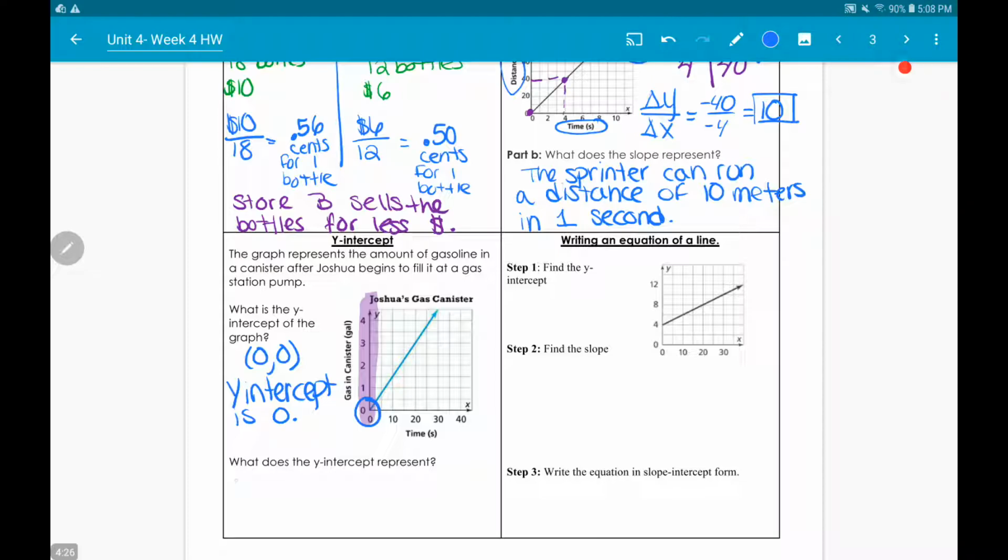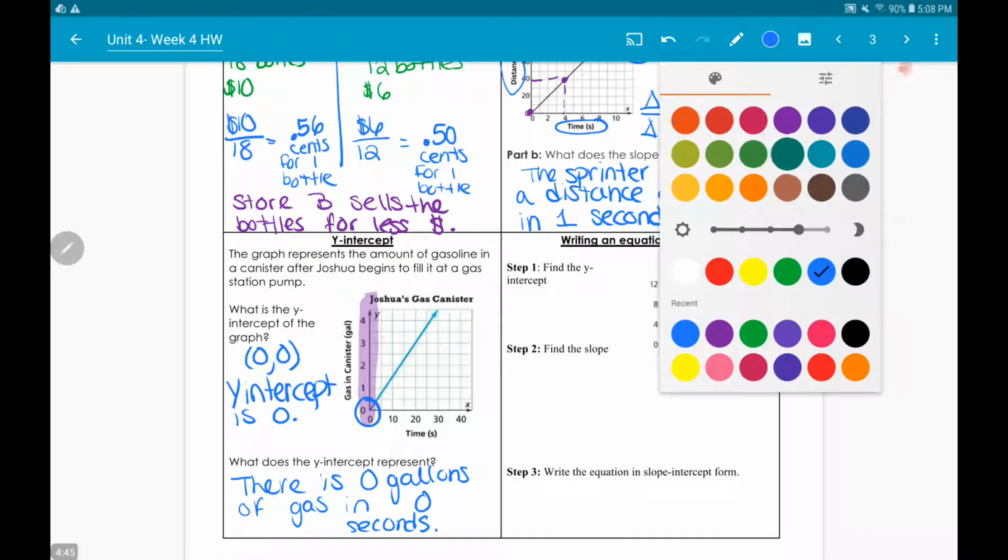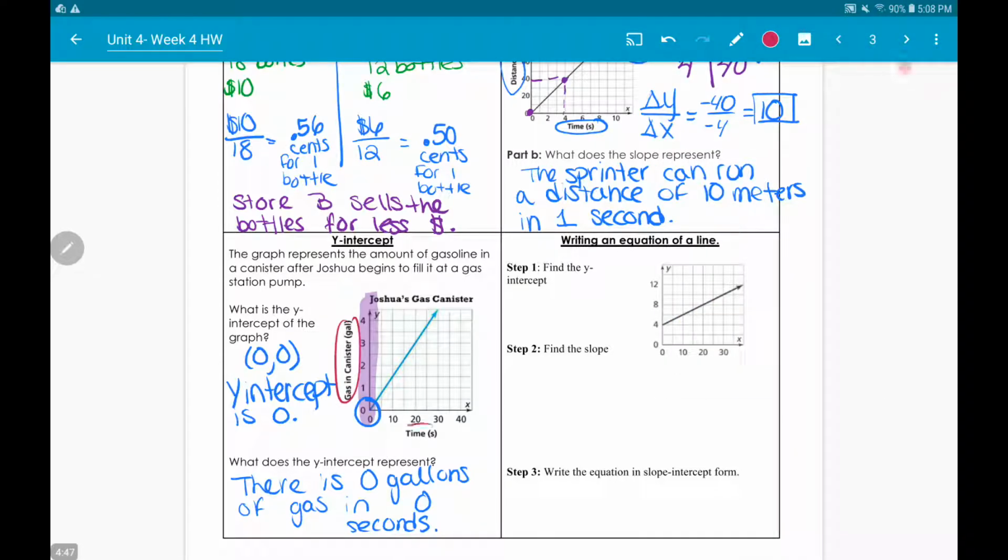It represents there is 0 gallons of gas. That's my y value. In 0 seconds, that's my x value. Again, I'm just using my two units that are given to me on the graph.